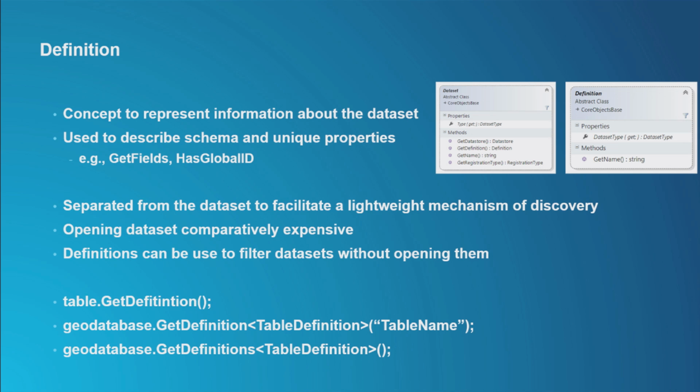We've separated these two things to give a way to make it lightweight and discoverable, right? Instead of opening the entire class, you can ask for the definition, or you can ask for the definitions from the data store, right? And then you don't take the hit of opening a cursor and opening the table every single time, right? It's much more lightweight. So from the different datasets, you can get the definition, like table.GetDefinition. You can also ask the geodatabase for a specific named definition if you're seeing if it's there, or you can ask for all of the definitions in the data store.